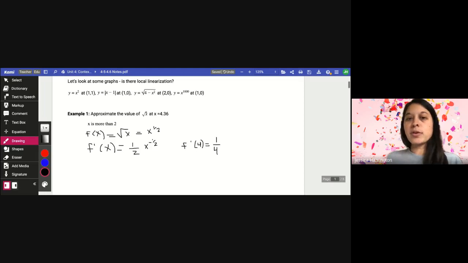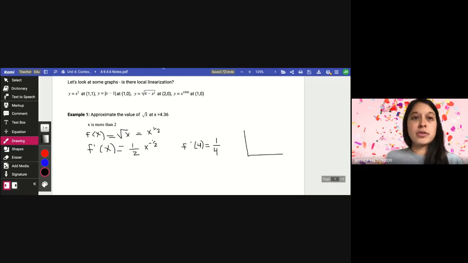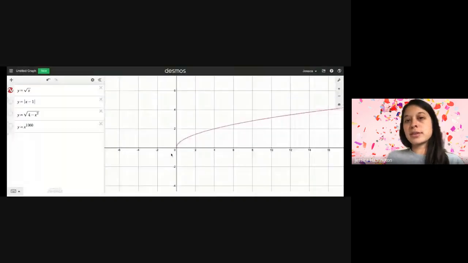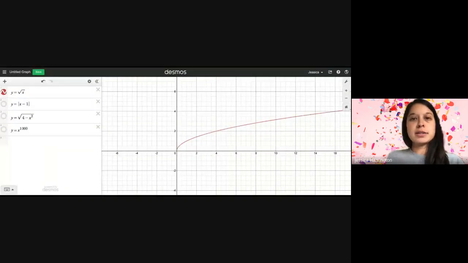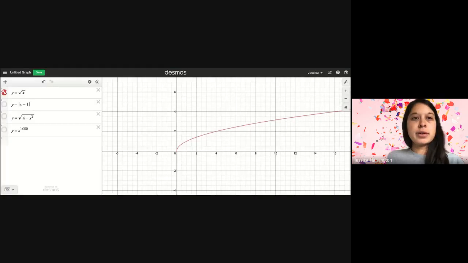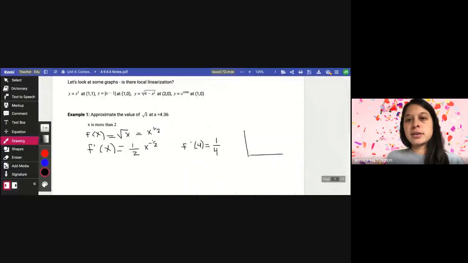Okay, so let me draw a sketch over here. There's our graph from Desmos. Oh, I realized on Desmos I didn't put root x, I had x root x. So remember the graph looks like this. I didn't even pay attention. So when I come back here, I can approximate the graph looks something like that.